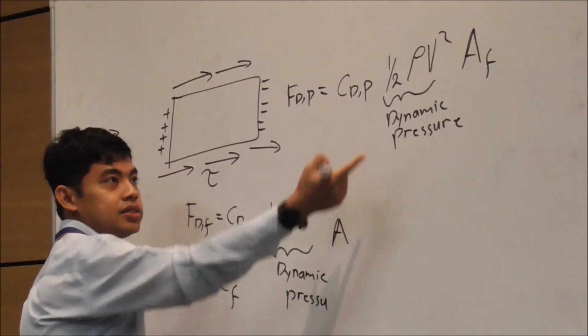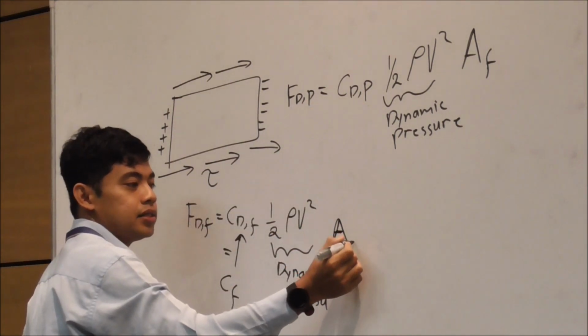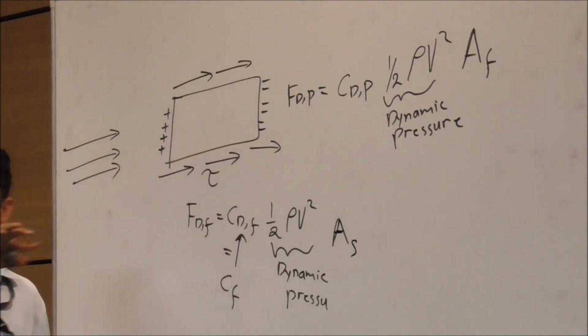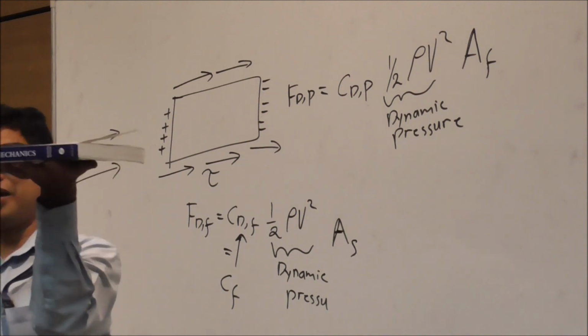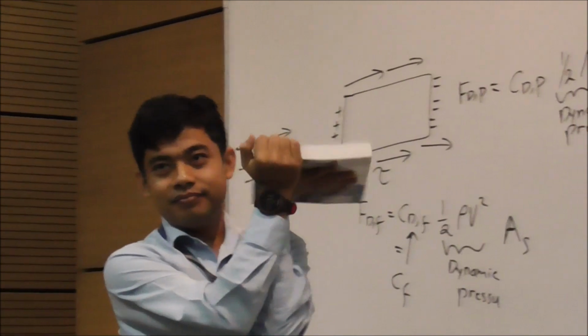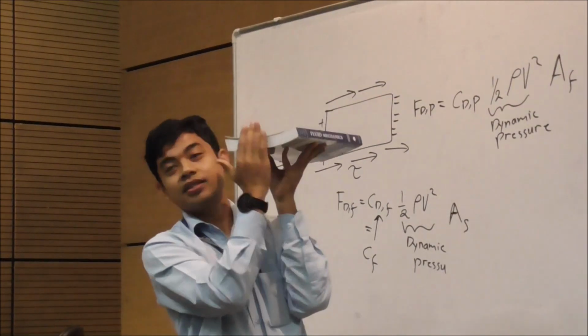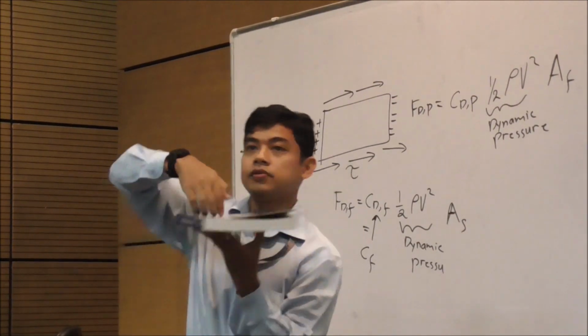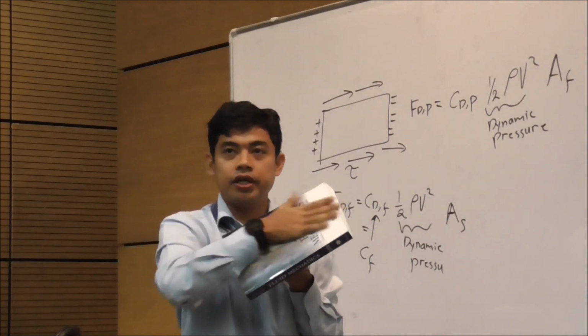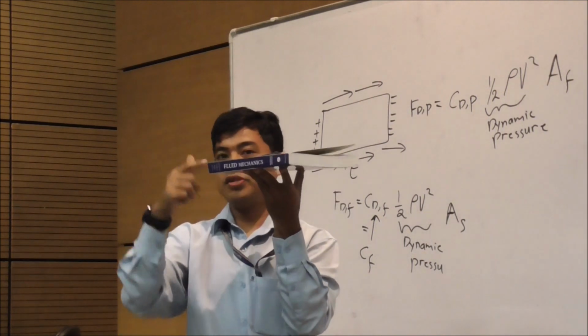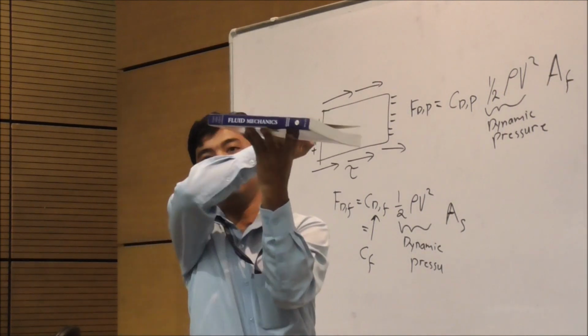This area is not the frontal area. This one is the surface area where the friction is working on. Okay, in this case, if you are having this book, this is the first time I bring this book to this class. Okay, this is your frontal area, whereas this one is the surface area, the friction area. Okay, the friction area actually is this one, that one, and that one.